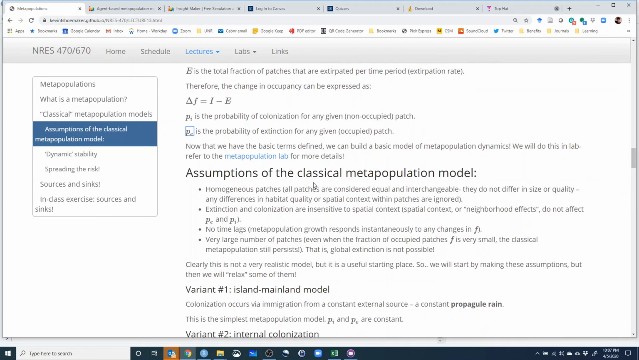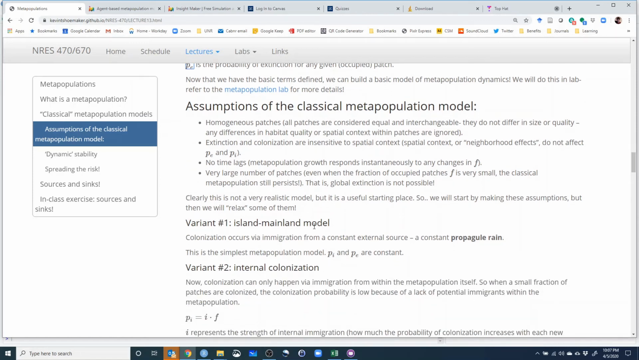So we have defined these basic terms, which we'll go over again in lab. Now we can talk through the basic metapopulation models. We will have more chance to go through these models in lab.